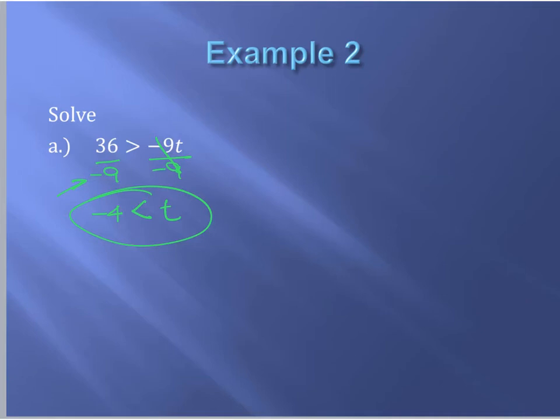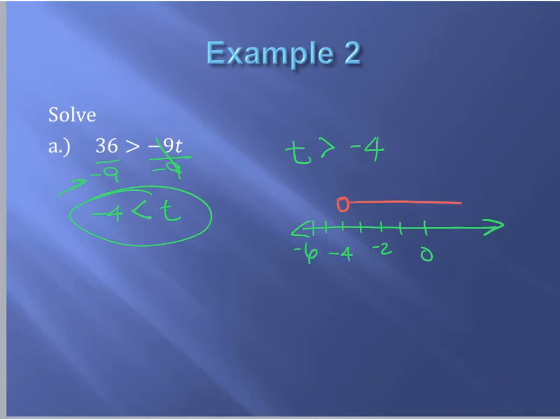Now, if I write this with my variable first, I have t is greater than negative 4, and I'm going to double check my work. So let's just graph this out real quick. If this is 0, negative 1, negative 2, negative 3, negative 4, we'll say negative 6. So if I graph this on a number line, I'm going to put an open circle on the number negative 4, and my arrow then is going to go to the right.